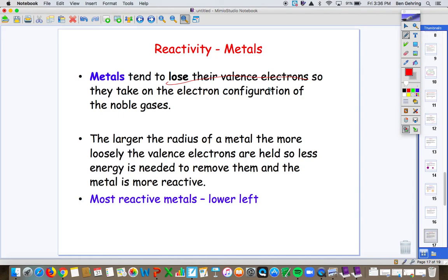When they do this, they become a smaller ion, but the farther down you go on the table, the larger the radius of a metal, the more loosely the valence electrons are held, the easier they are to pull, which means that your most reactive metals are going to be on the bottom left side of the periodic table. Francium and cesium are going to be your 2 most reactive metals because they have the fewest valence electrons and they're farthest from the nucleus.